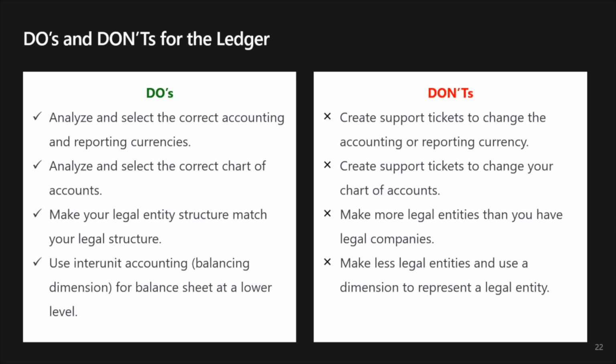The don'ts are don't create support tickets to change the accounting or reporting currency or the chart of accounts. Those go with the first two do's to make sure you do the right analysis ahead of time. Don't make more or less legal entities than you have legal companies. And if you make less legal entities, don't use a dimension to represent a legal entity.